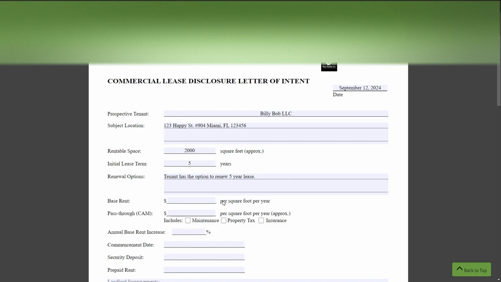Base rent, like I said before, it's per square foot. In residential, usually things are $2,000 a month, $3,000 a month, $2,500 a month. In commercial, it usually, not always, goes off of the square footage. So if it's 2,000 square feet that we wrote here, and let's say you do $10 per foot, you just have to do the arithmetic of 10 times 2,000. That equals the amount for the annual period.